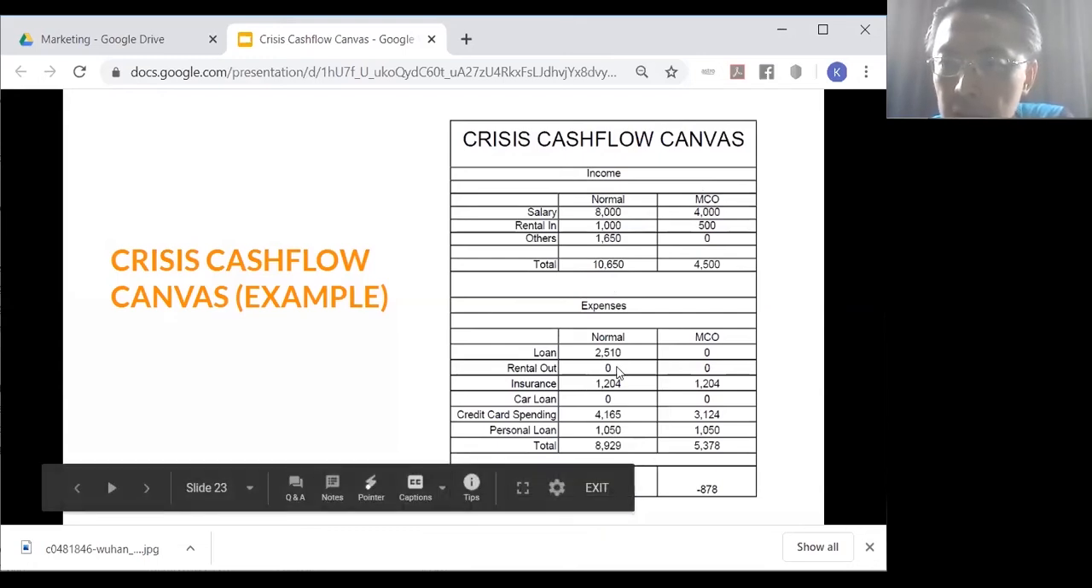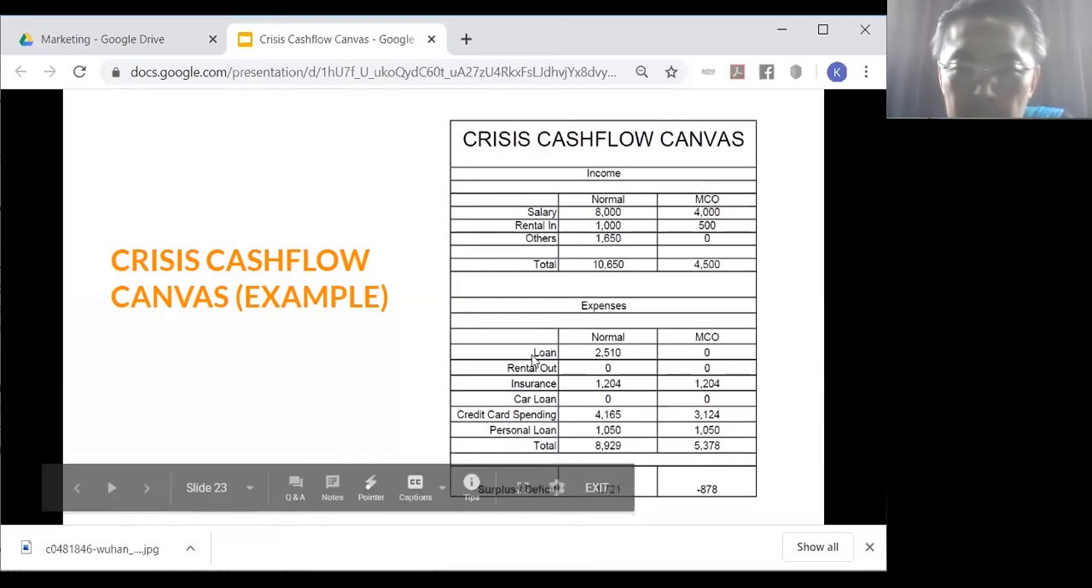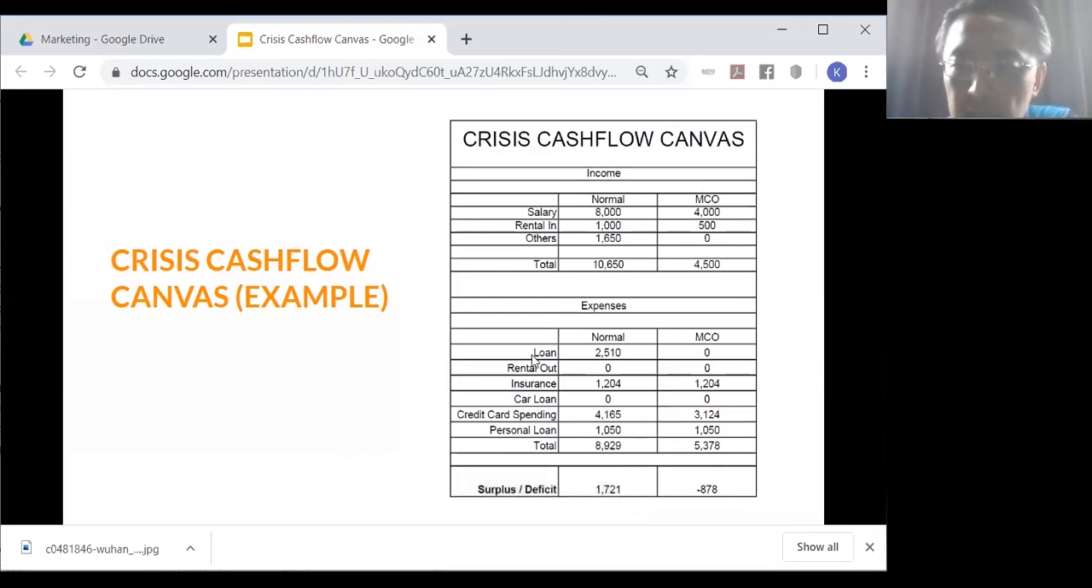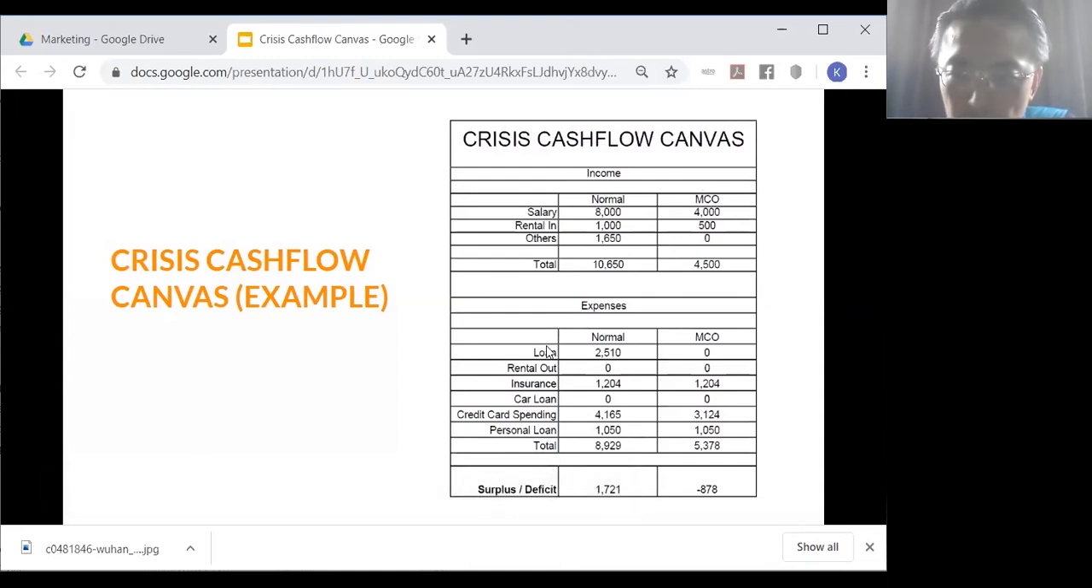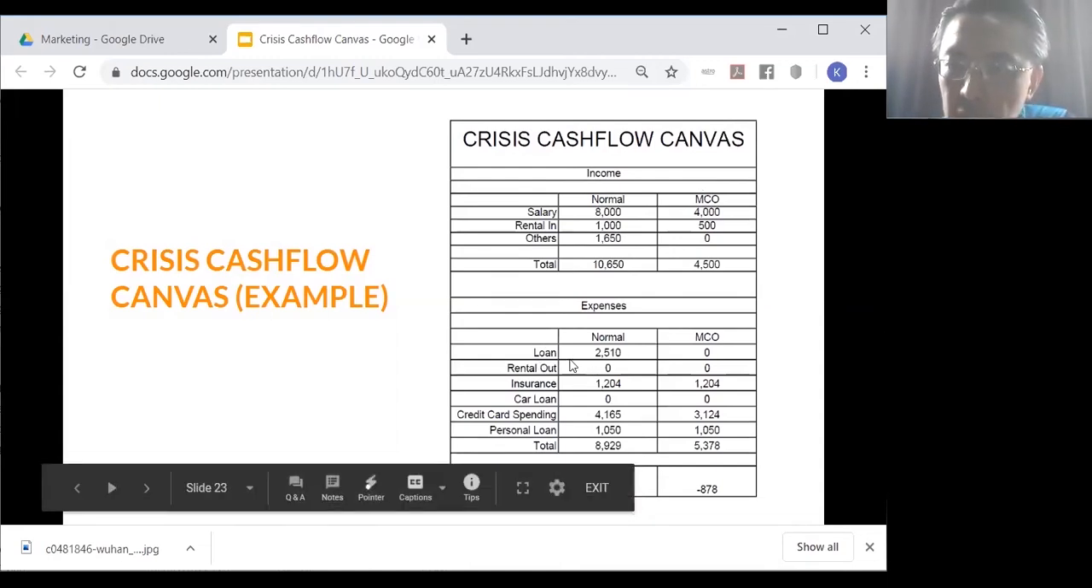For expenses, normally we want to just calculate the top 80% of the expenses, which is normally these items, right? And the 20%, which is normally the cash one, is the hardest to track. So we will just leave it out for now. As you can see, for this guy, the loan is 2,005. He doesn't rent because he stays in his own house. Insurance is 1,200 per month. This is monthly, by the way.